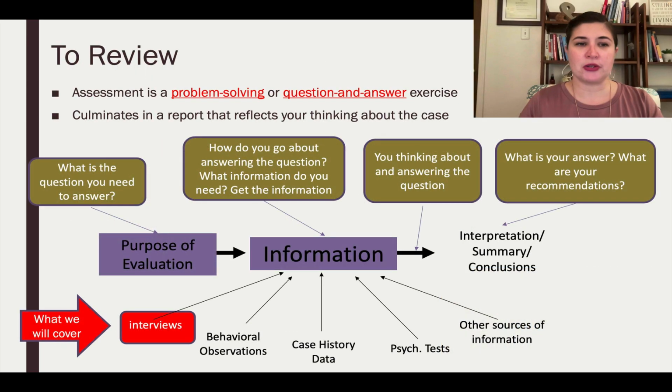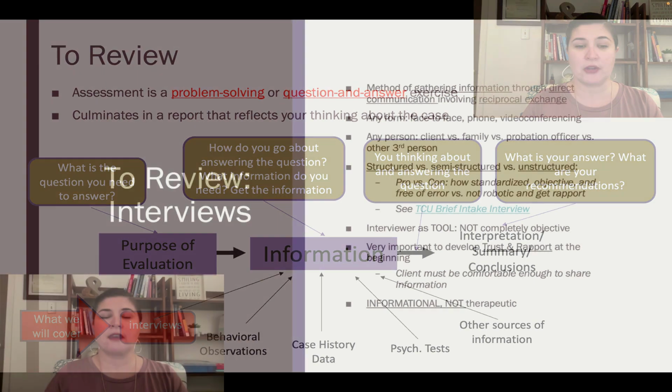So again, to review, the assessment is a problem-solving and question and answer exercise. We are culminating this in a report that reflects the thinking about the specific case. The first part is, what is the question we are trying to answer? So the purpose of the evaluation. We've gone over that part. Now it's, how do you go about answering this question? What information do you need and how do you get that information? So this middle section, we're going to go over specifically interviews. This is what we will cover in this lecture video.